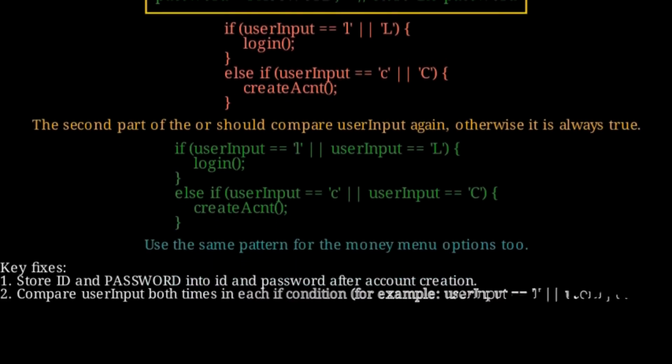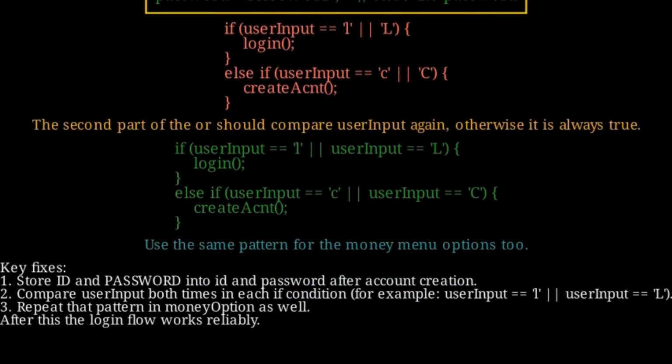Once you store the new account credentials in ID and password, and your menu comparisons check userInput on both sides of the OR, login will stop failing. Now, when you type L after creating an account, ID and password match the freshly stored values, and you get access granted instead of login failed.